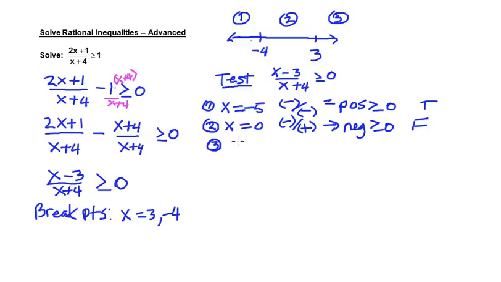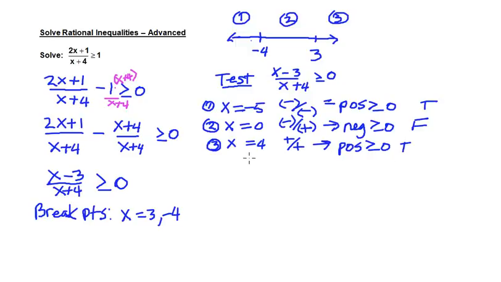For the last region, we'll choose a point that's greater than 3. So if I choose, for example, x is equal to 4, I end up with 4 minus 3 is a positive 1, and 4 plus 4 is a positive 8. Positive divided by positive is going to give me some positive number, and that will be greater than or equal to 0. That is true.